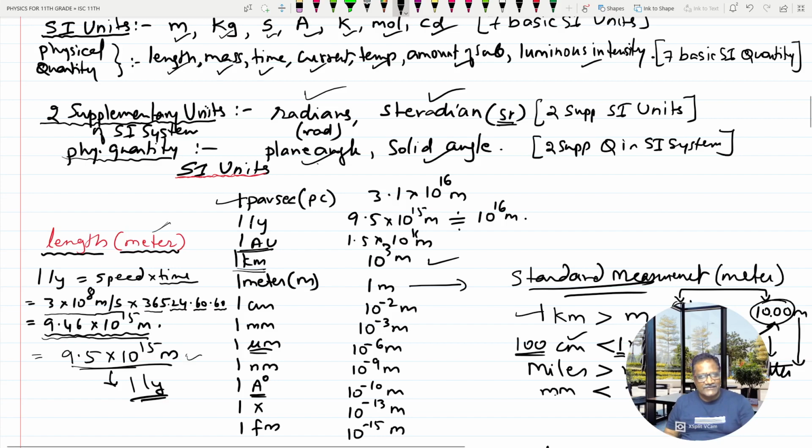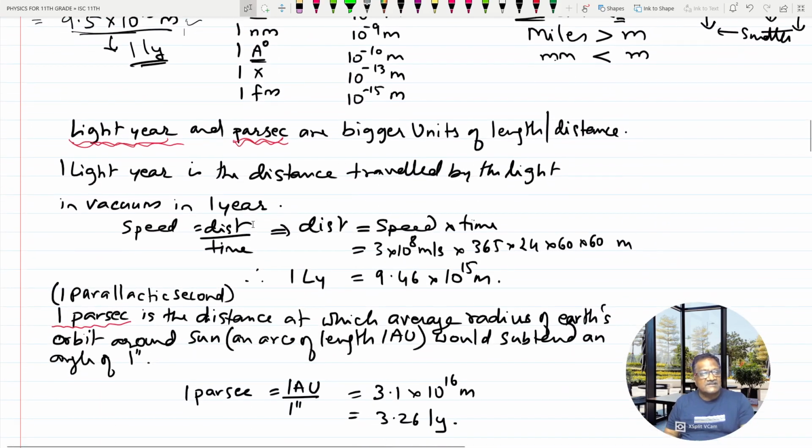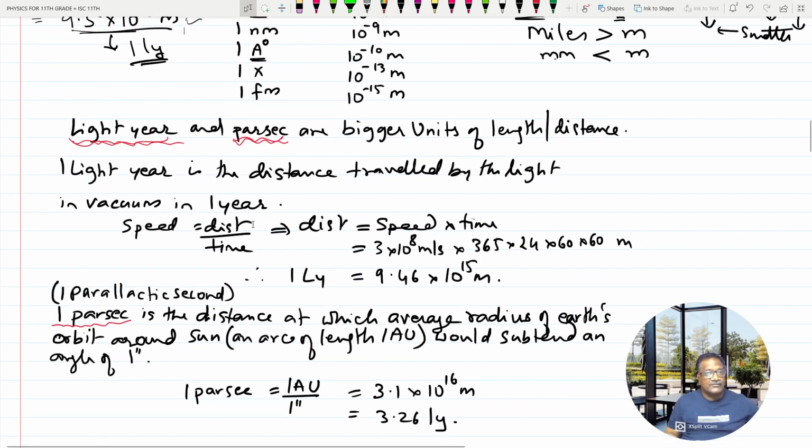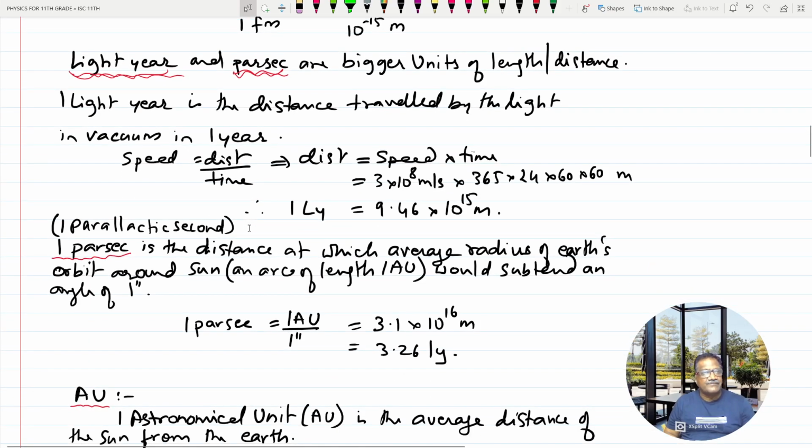So let us continue. That was about the units of length. Now light year and parsec are bigger units of length or distance.